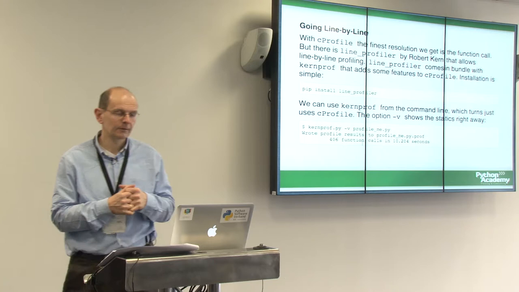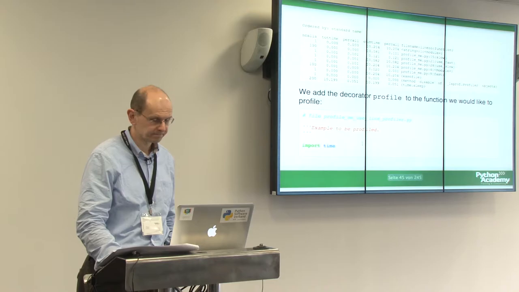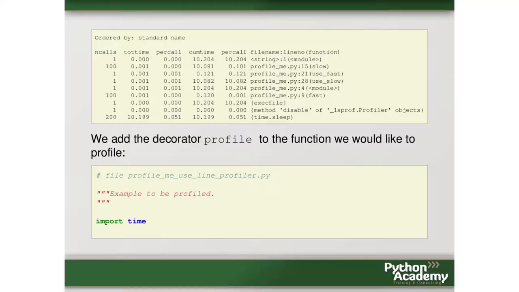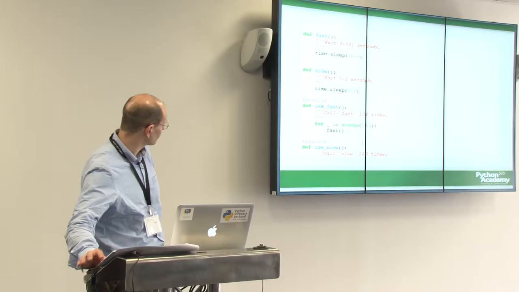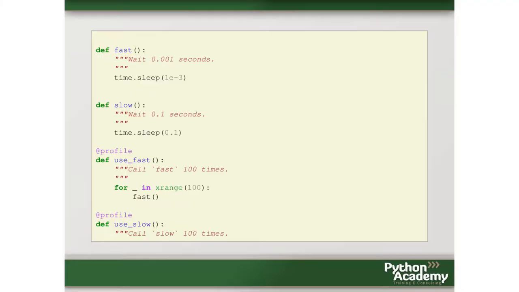So if you do something like this, you get this, which is a normal cProfile output. And the line profiler you can use as a decorator. That means if I put it in like this, so that's what I have here, I just put this @profile in front of it. Then the line profiler is actually inspecting this function.